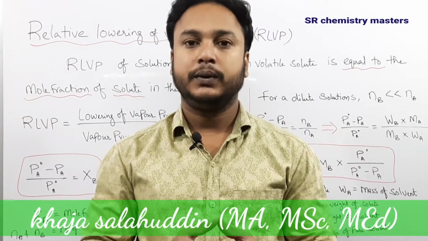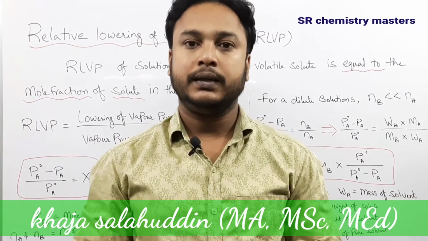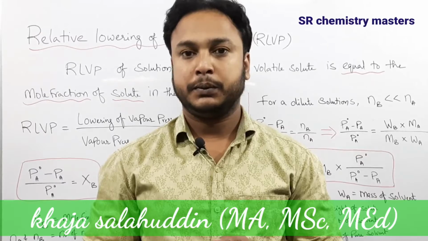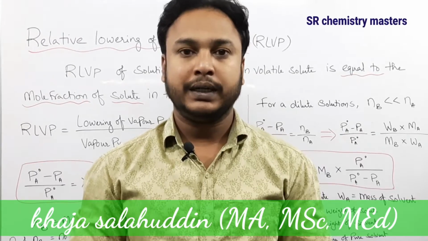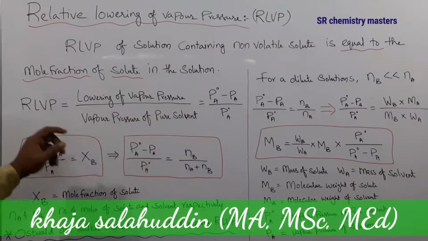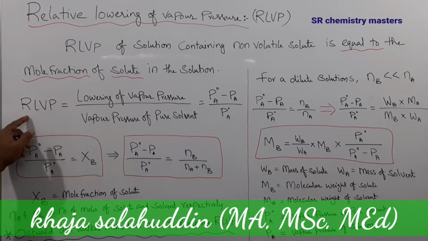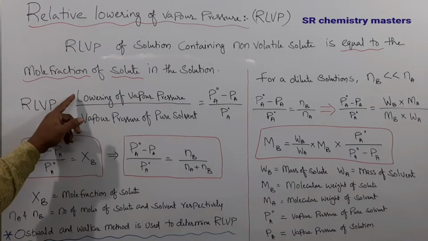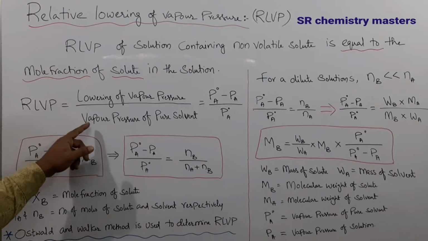In this video, we are going to see the colligative property, that is a relative lowering of vapor pressure. Let us see first what is the meaning of a relative lowering of vapor pressure. Relative lowering of vapor pressure is the ratio of lowering of vapor pressure to that of vapor pressure of pure solvent.